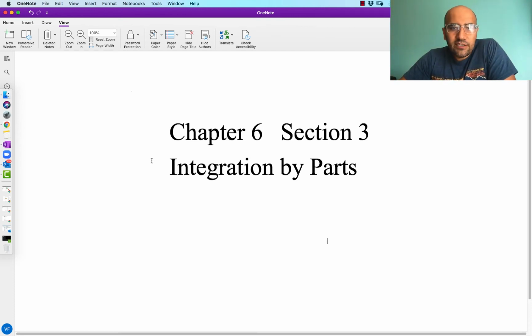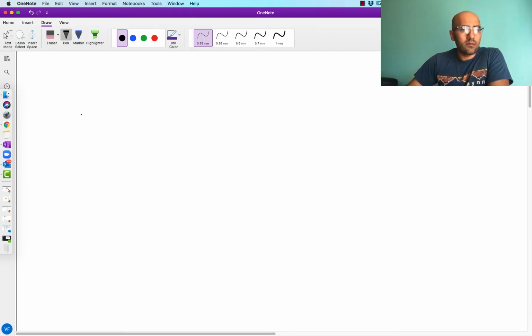Okay, Chapter 6, Section 3, Integration by Parts. So far we've learned a lot about integrals. We can solve relatively straightforward integrals such as the integral of x to the power of 3 dx by using our power rule in reverse, our power rule for integrals.